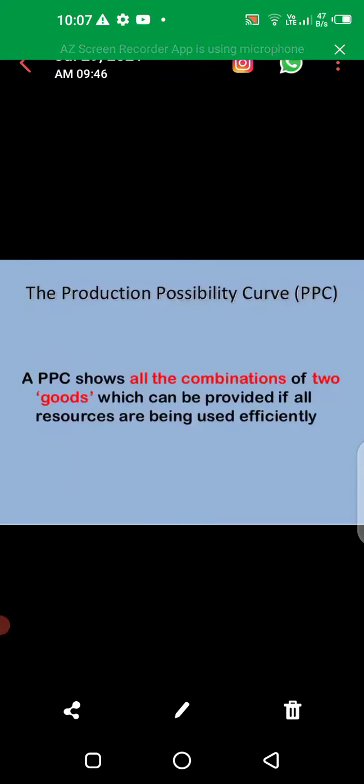Hello everyone, I am back with another topic, that is PPC, the production possibility curve. What is the general meaning of production possibility curve? We had already seen that it is a graphical representation of all the possible combinations of any two specific goods which can be produced in an economy.